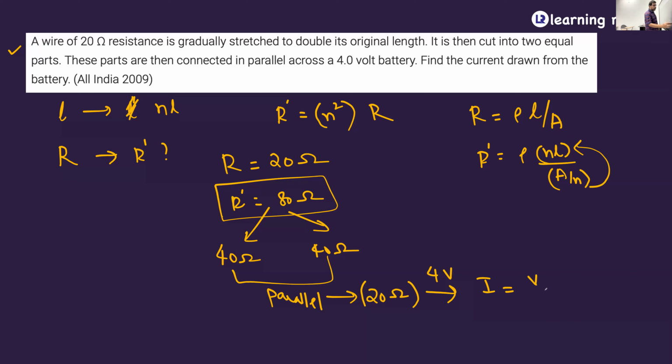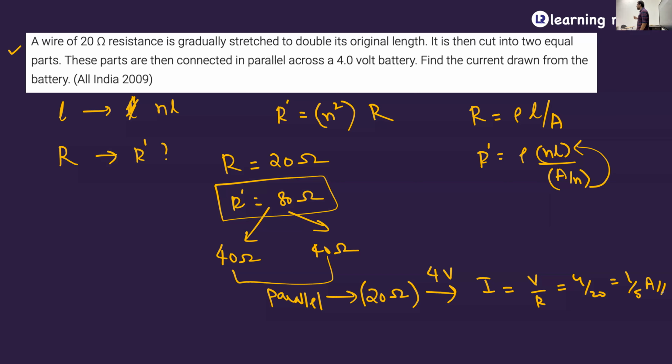I is equal to V by R. V is 4 by 20. Answer will be 1 by 5. That's the answer. Got it? I hope this is a new thing to you, so make a note of it. You will get questions based on that.